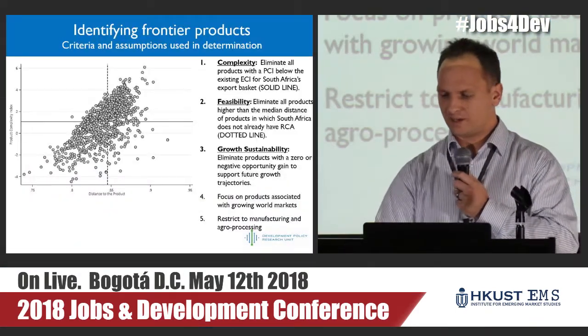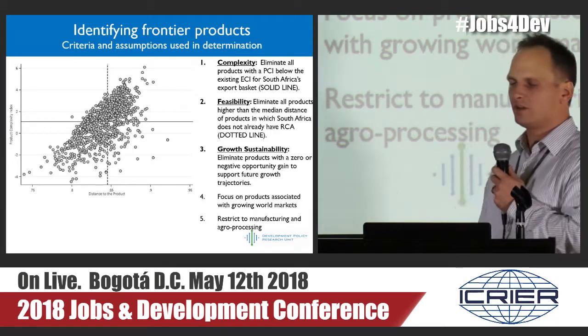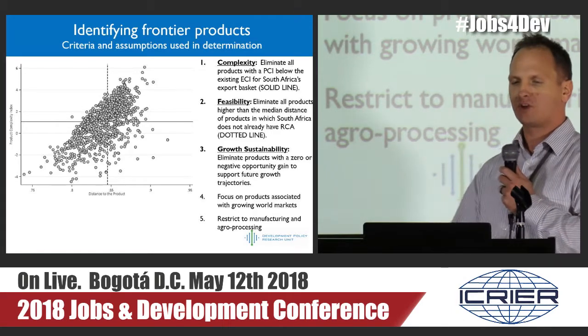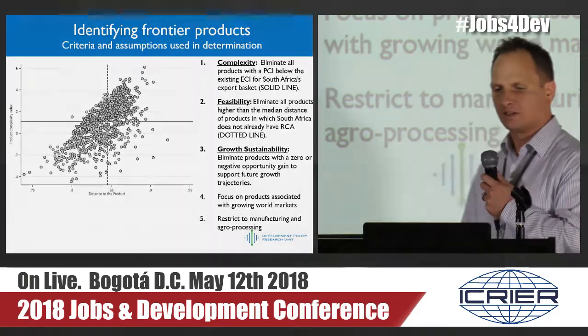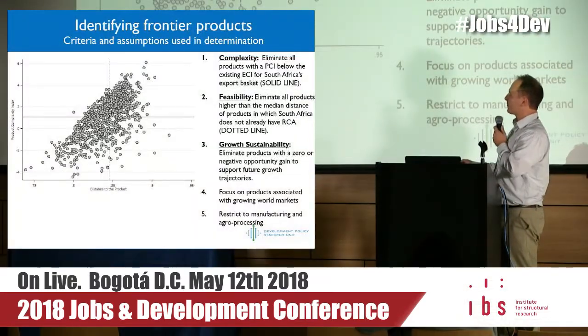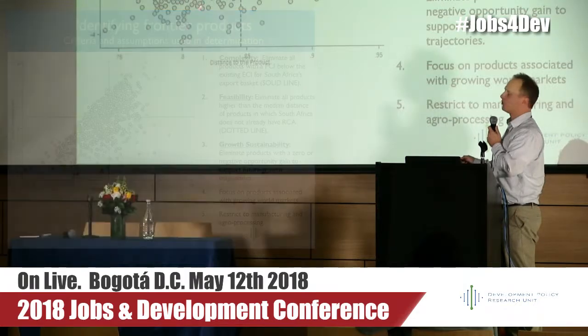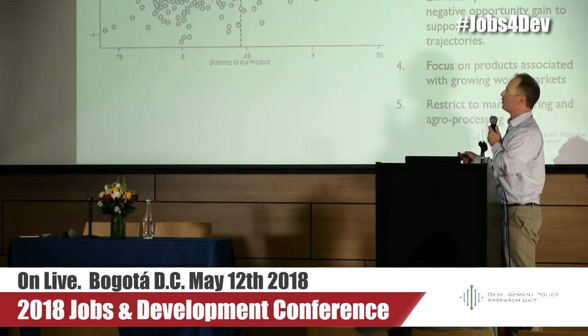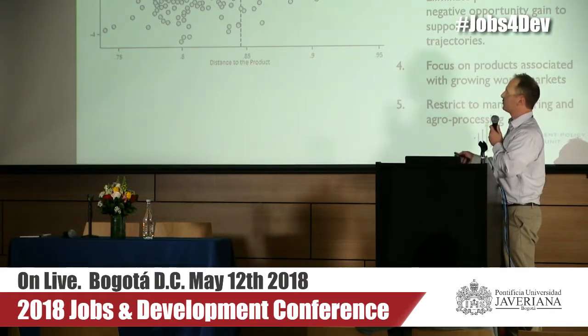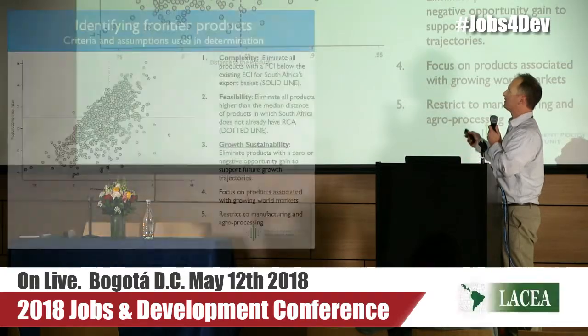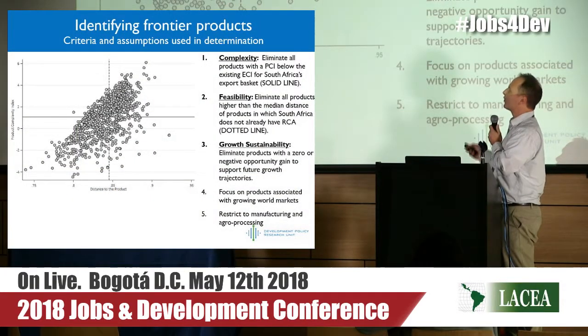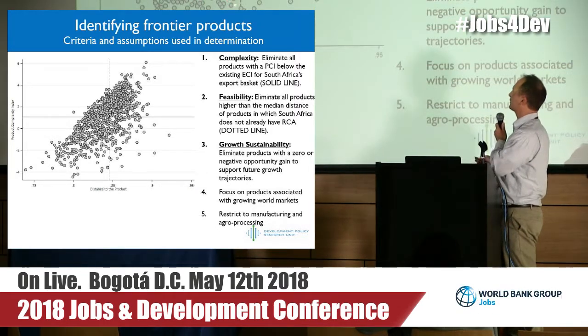In terms of identification, we all followed a similar approach with country-level flavors, but this is how we went about it. In this graphic, these are all products that South Africa does not export with a revealed comparative advantage, or where the trade value is zero. It's within the space of distance and product complexity. What you get from that is that more complex products are further from your productive structure in terms of the capabilities required.